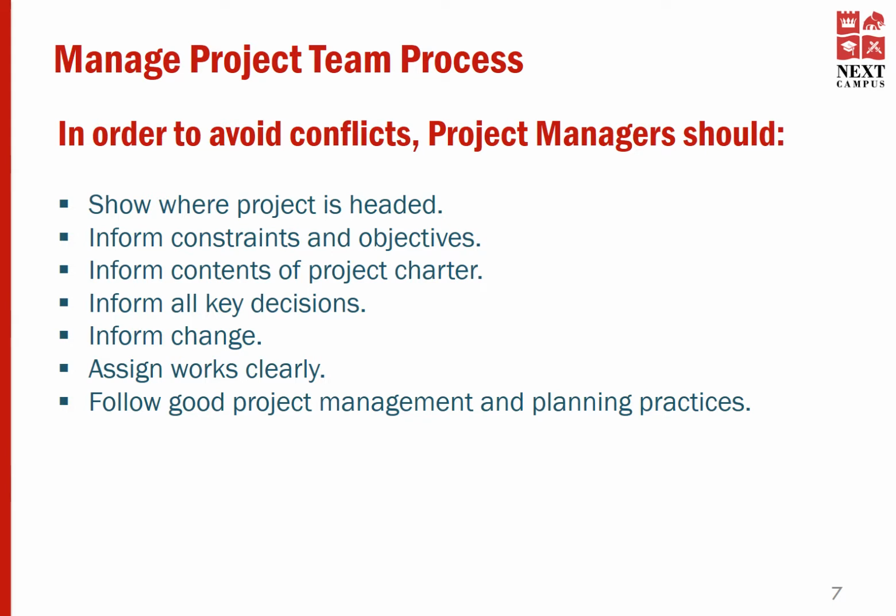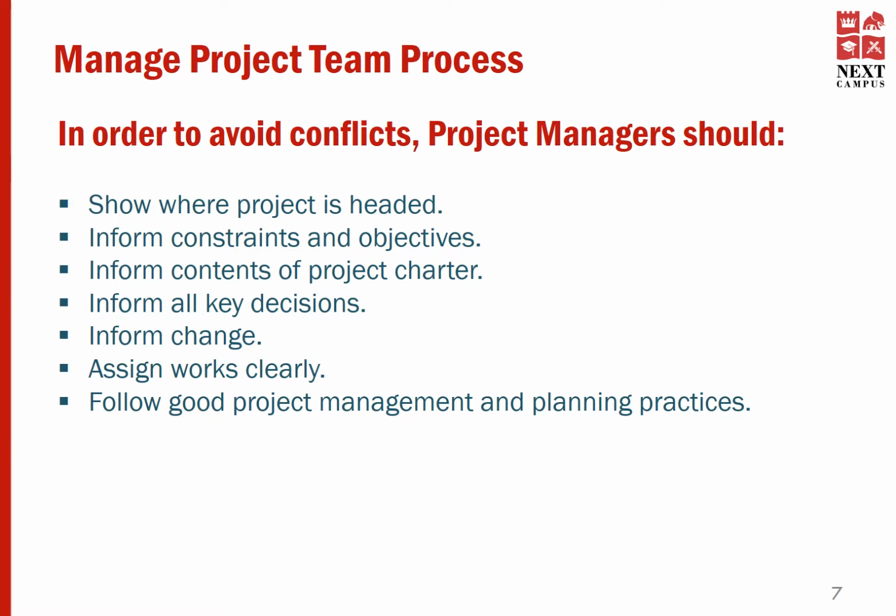In order to avoid conflicts, project managers should show where the project is headed. You should show the clear direction of the project: where we are aiming, where we are going, what is our target. You should inform constraints and objectives. What are the constraints of the project? And what are the objectives of the project?